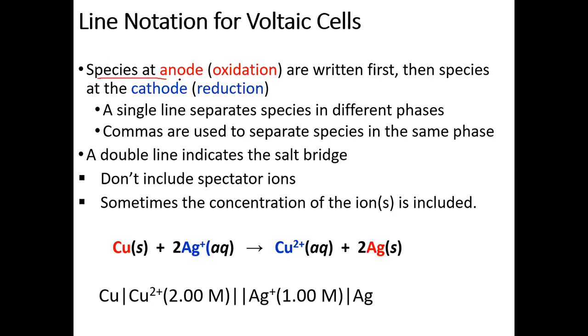The species at the anode, where the oxidation is happening, are written first. So if you are trying to write down a line notation for the voltaic cell, you're going to first write down the anode. Whatever the example, for copper and silver, our anode is copper. So we're going to write copper first into the line notation. This is what we call the line notation.